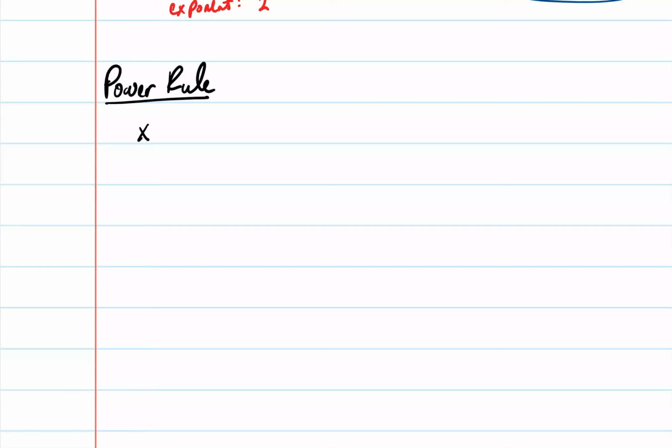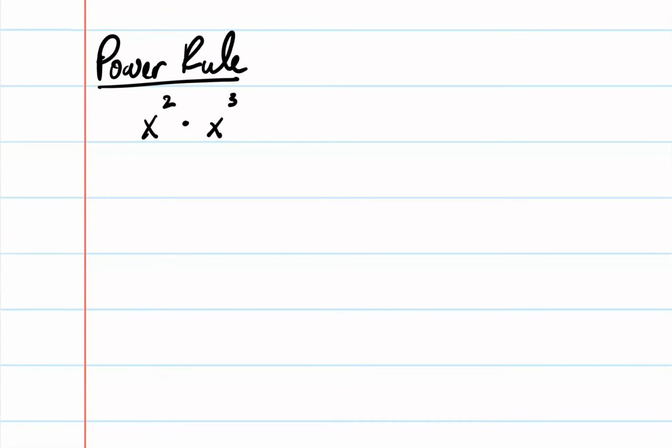I have some base and an exponent. Let's call it 2. And I have another base that's the same with a different exponent. Let's call it 3. It would be helpful for us to know what the result of x squared times x to the 3rd power ends up being.